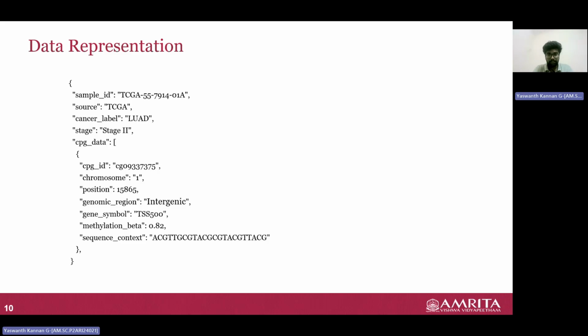So this representation is designed to combine numerical features, such as methylation values, and categorical features, like gene and region, along with sequence-based features, which is the DNA sequence. By structuring the data this way, we can make the model learn both the biological context and the raw methylation signals.